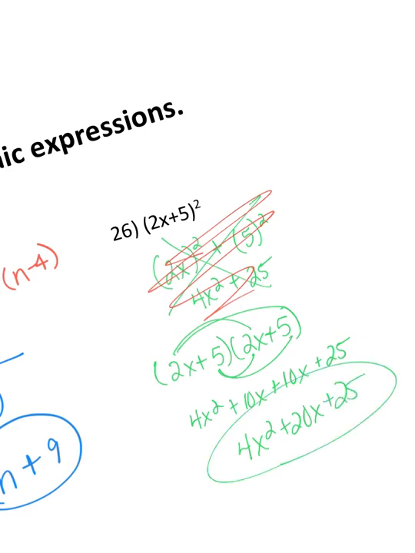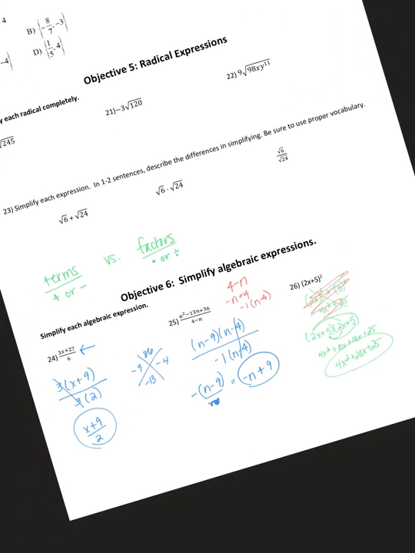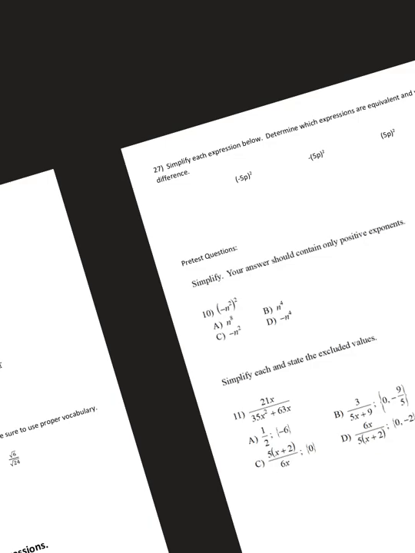All right, so there we have 24, 25, 26. Let's take a look at number 27. Again, we throw a problem like this in because we get common mistakes that we see all the time. We see errors made in simplifying expressions like this. So it says simplify each expression below. Determine which expressions are equivalent and which are not.